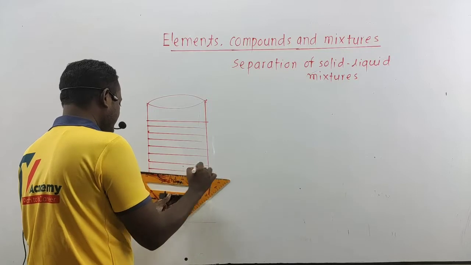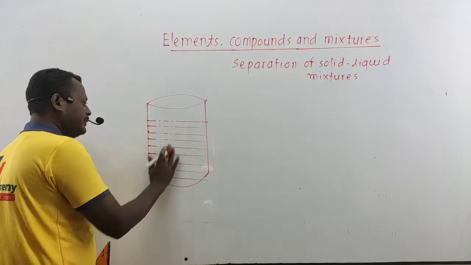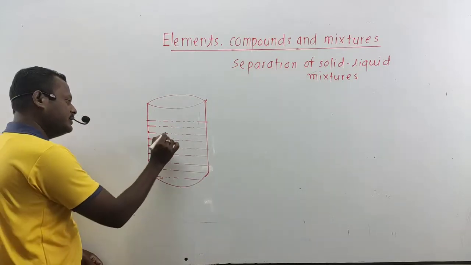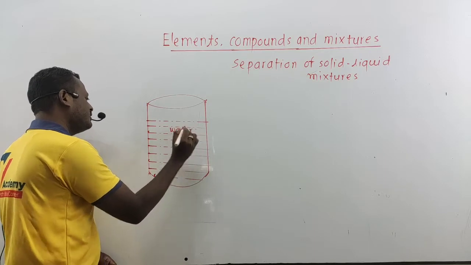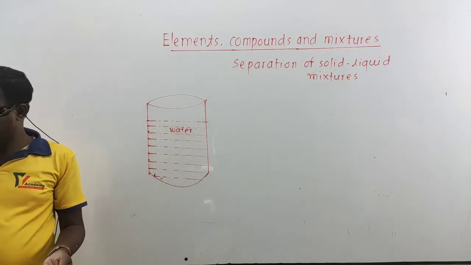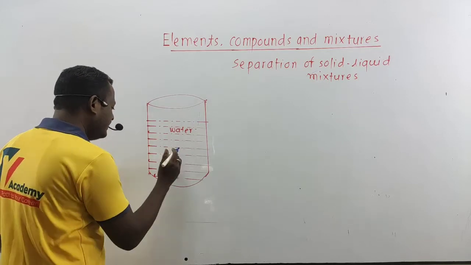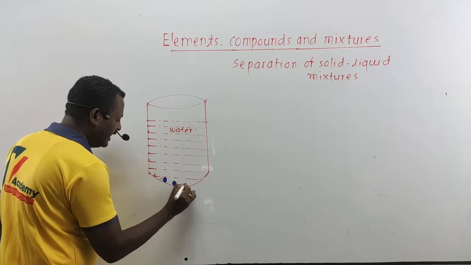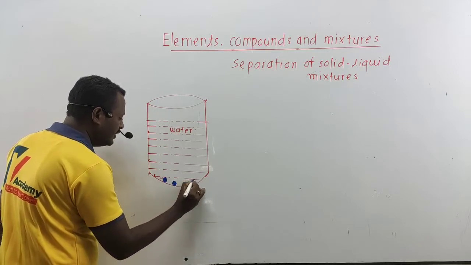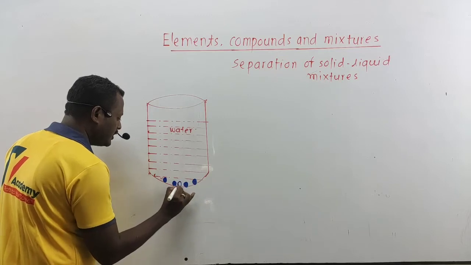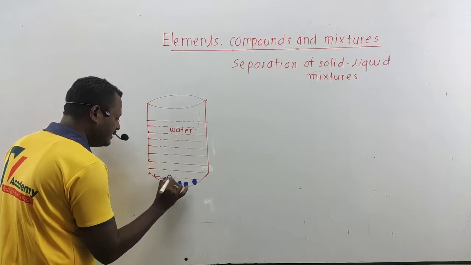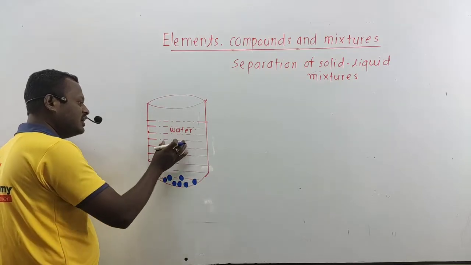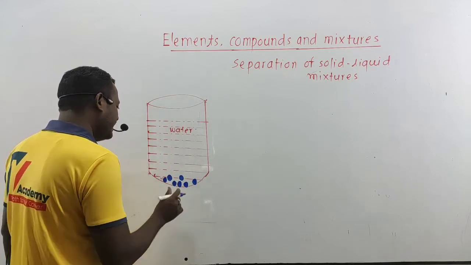There are some impurities present in this water. Suppose these impurities are heavier than water, these impurities settle down at the bottom of the container. Okay, so these are the impurities. These impurities settle at the bottom, and we can remove this water by tilting the container.